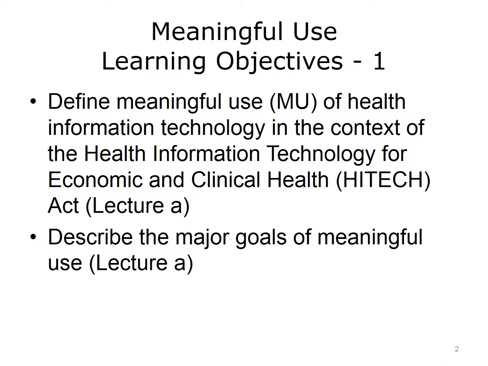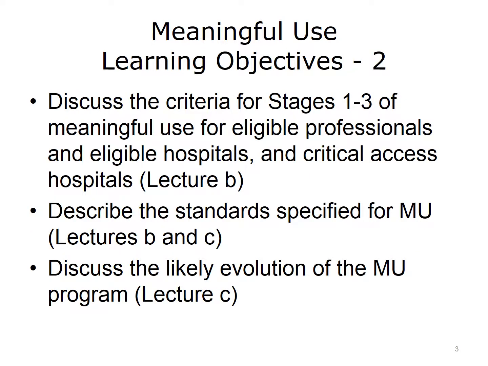The objectives for this unit, Meaningful Use, are to define meaningful use, or MU, of health information technology in the context of the Health Information Technology for Economic and Clinical Health, or HITECH Act. Describe the major goals of meaningful use. Discuss the criteria for stages 1 to 3 of meaningful use for eligible professionals, eligible hospitals and critical access hospitals, describe the standards specified for MU, and discuss the likely evolution of the MU program.